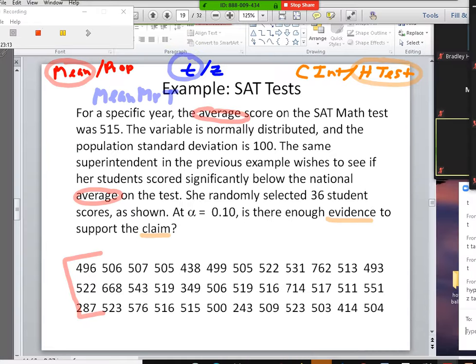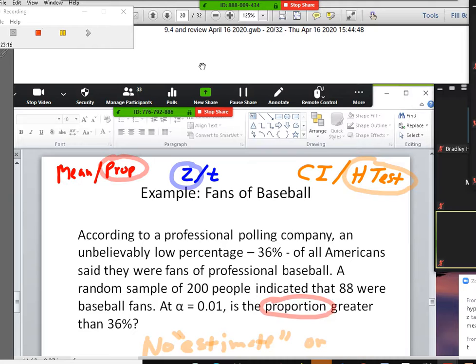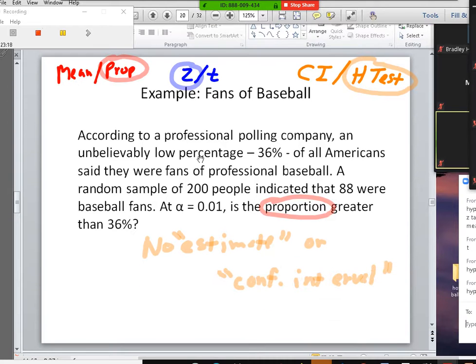Hypothesis. Yeah, so this one's a hypothesis test. Why? Because there's no word estimate or confidence interval anywhere. If you look for the word estimate, it's not there. If you look for the word confidence interval, it's not there. So it is a hypothesis test. Good.